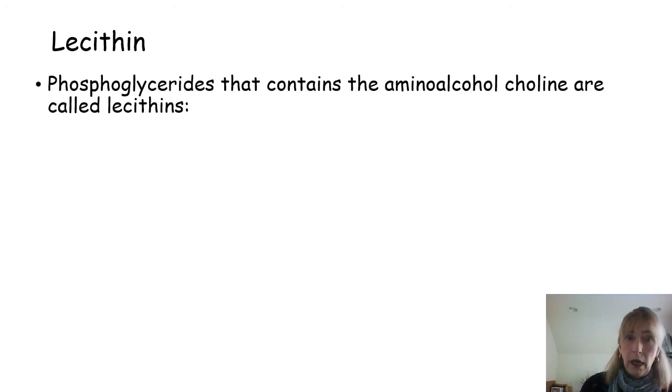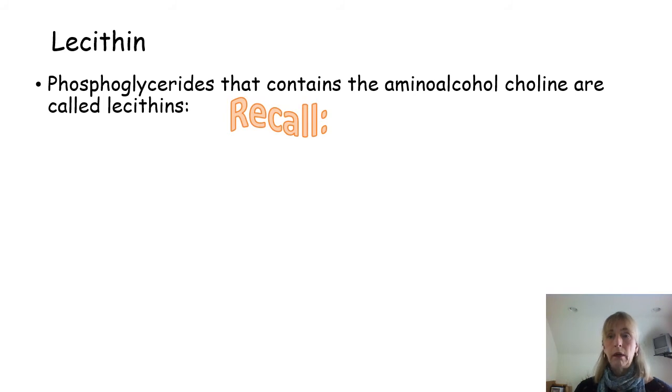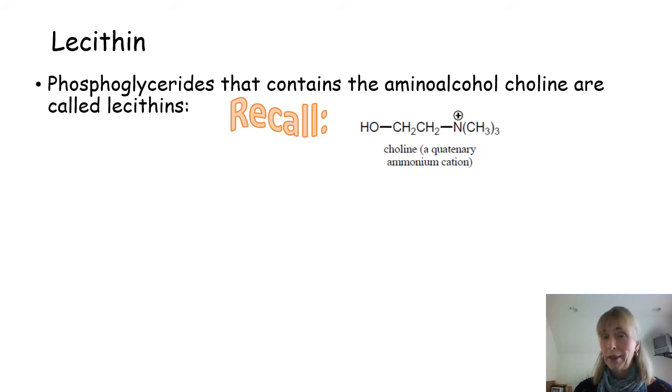Let's look at some phosphoglycerides. First one is lecithin. Lecithins are phosphoglycerides that contain the amino alcohol choline. So if the amino alcohol in the phosphoglyceride is choline, we call it a lecithin. We're going to go back and review. Just on the previous slide, this is choline: a 2 carbon alcohol and a quaternary ammonium.